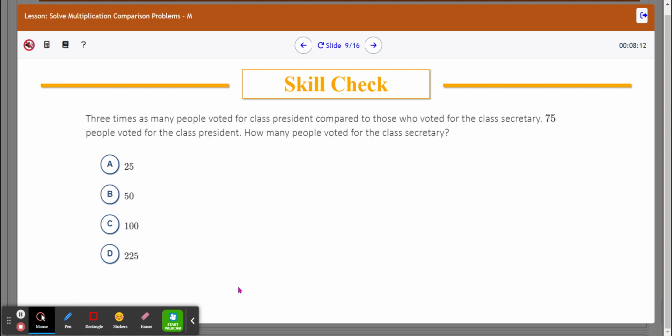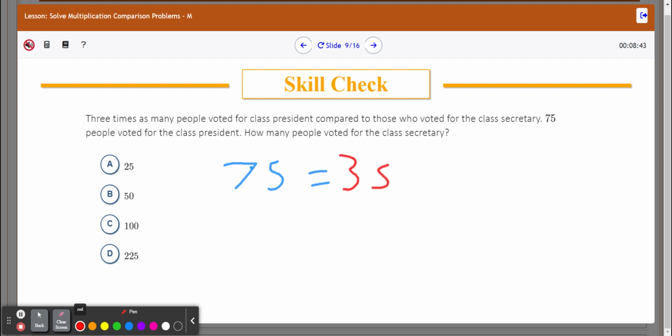Another example, it says 3 times as many people voted for class president compared to those who voted for the class secretary. 75 people voted for the class president. How many people voted for the class secretary? All right, so we've got 75 people voted for class president, and it says 3 times as many people voted for class president compared to voted for class secretary. So we're going to say 3 voted for secretary, 3S.